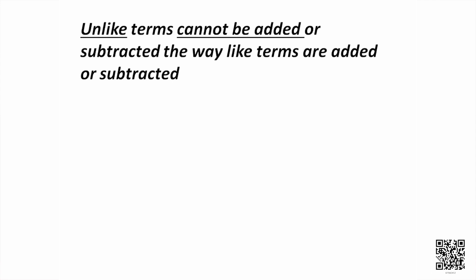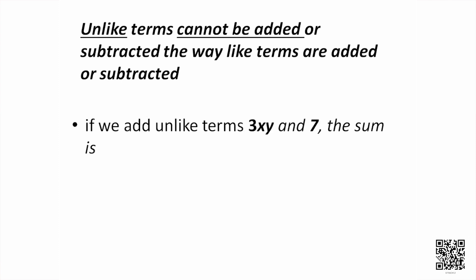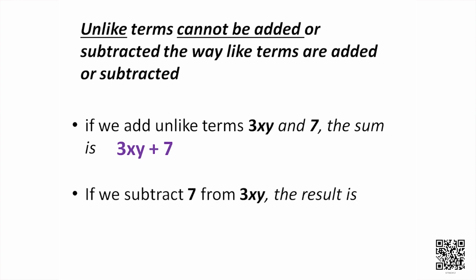Let us see when we have to add or subtract unlike terms. So how can we do that? So unlike terms cannot be added or subtracted the way like terms are added. Okay. If we add 3xy and 7, the sum is 3xy plus 7, and if we subtract 7 from 3xy, the result is 3xy minus 7. We have seen how do we add and subtract the like terms and unlike terms.